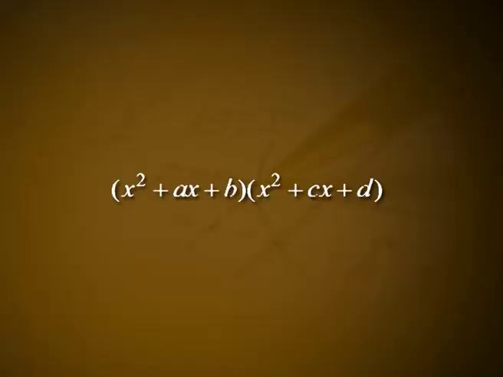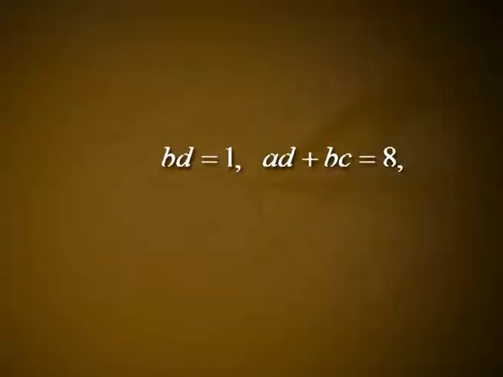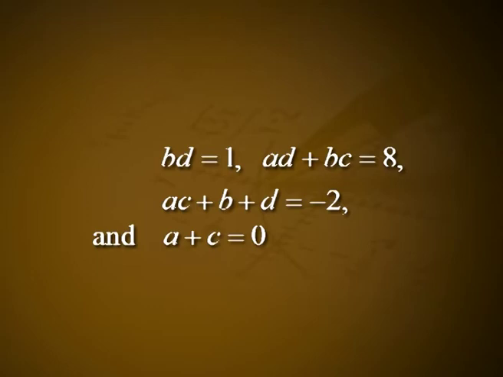If f(x) factors into two quadratic factors in Q[x], then by the previous theorem, it has a factorization (x^2 + ax + b)(x^2 + cx + d) in Z[x]. Equating coefficients of powers of x, we find that we must have bd = 1, ad + bc = 8, ac + b + d = -2, and a + c = 0 for integers a, b, c, d belonging to Z. From bd = 1, we see that either b = d = 1 or b = d = -1. In any case, b = d, and from ad + bc = 8, we deduce that d(a + c) = 8.